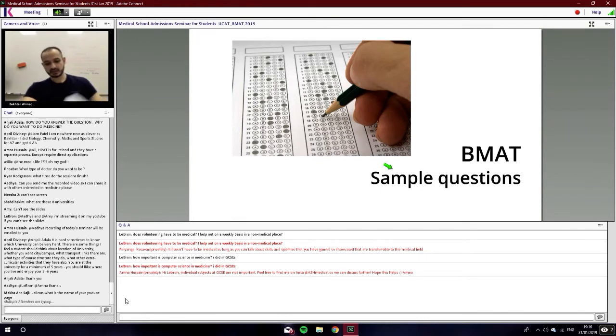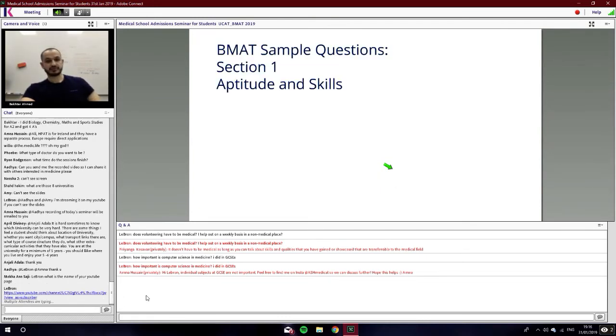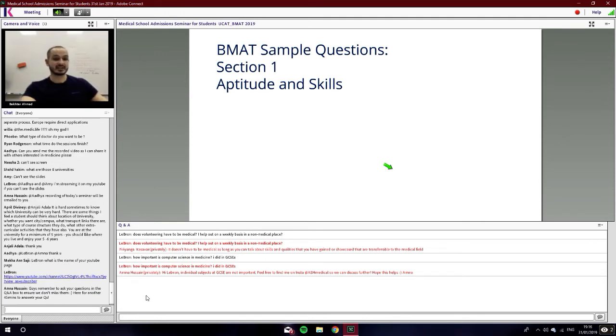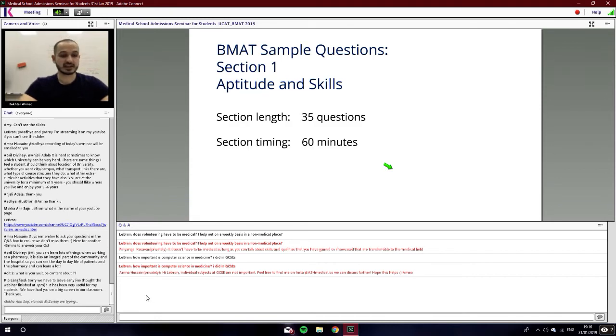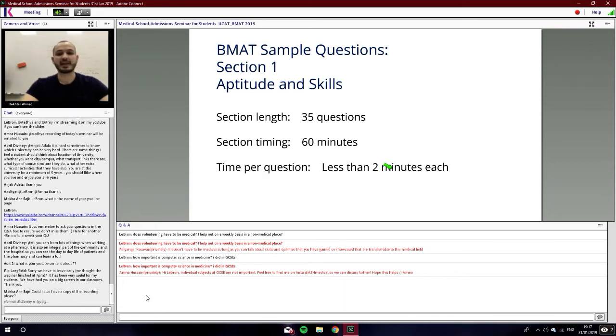So let's go into some sample questions. First of all, the first section, aptitude and skills. A lot of the questions in this section will be almost like verbal reasoning in a way, but a little more complicated. You'll also get some problem-solving questions too. Like I said earlier, you will have 35 questions and 60 minutes to do them, so aim to spend just under 2 minutes on each question.